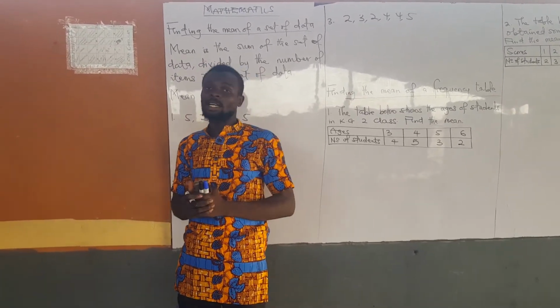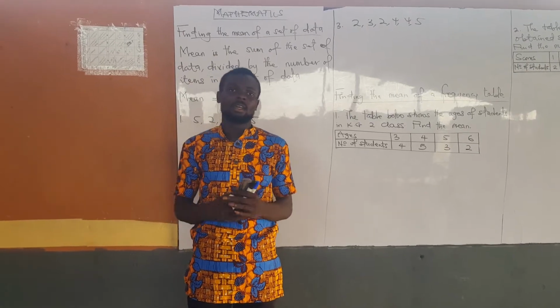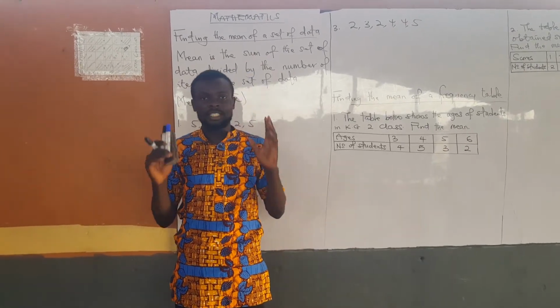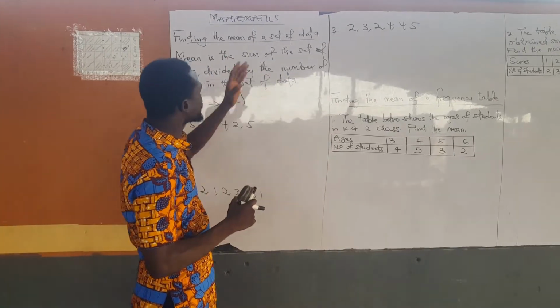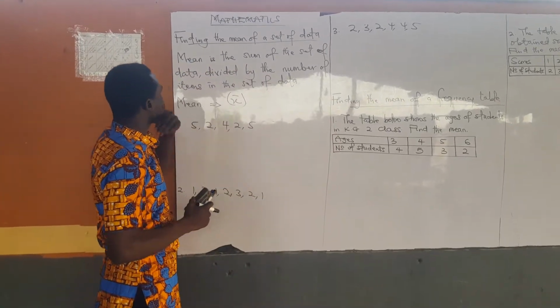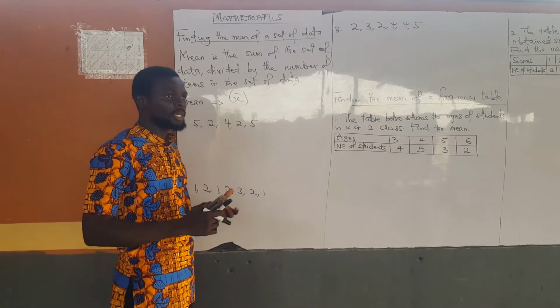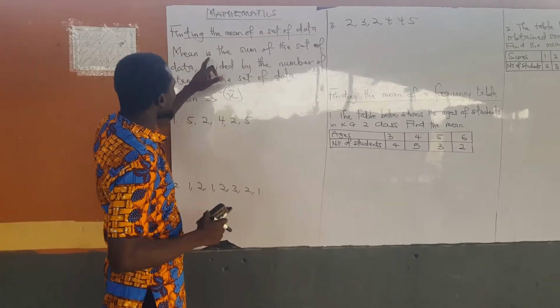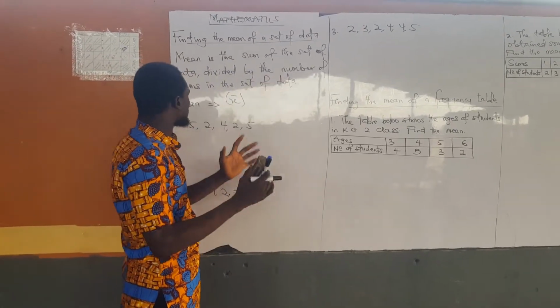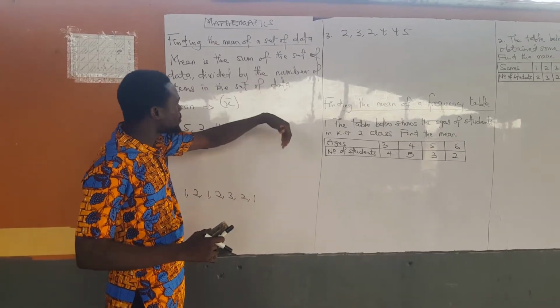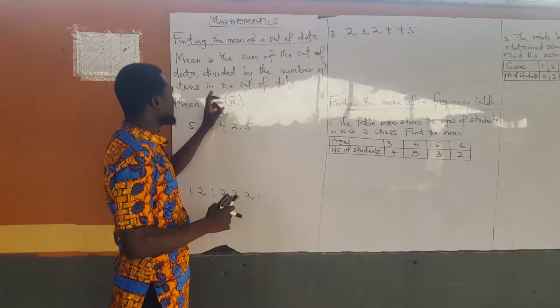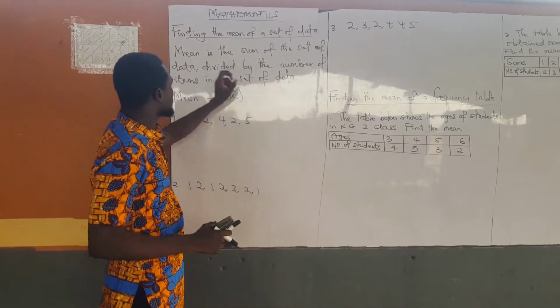Today we want to look at finding the mean of a set of data. When we say mean, what is mean? Mean is the sum of the set of data divided by the number of items in the set of data.